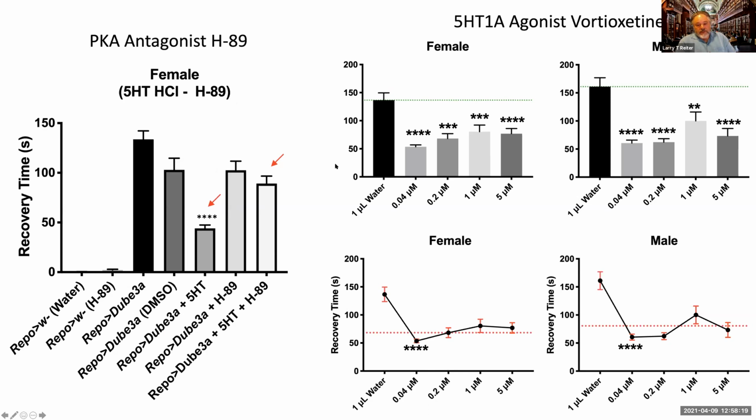But more importantly for the remainder of my talk is that we tested some other drugs, and one of them in particular was an FDA-approved 5-HT1A agonist that's used for depression, that's called vortioxetine. And in fact, that drug was able to suppress seizures in our model pretty efficiently in both males and females.